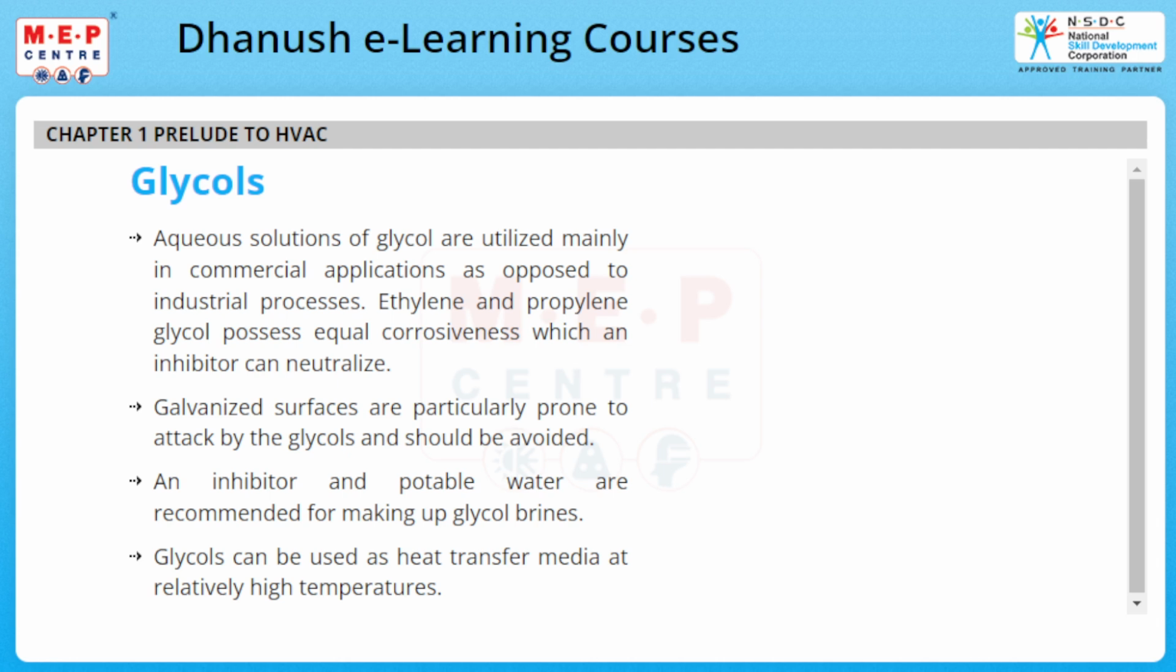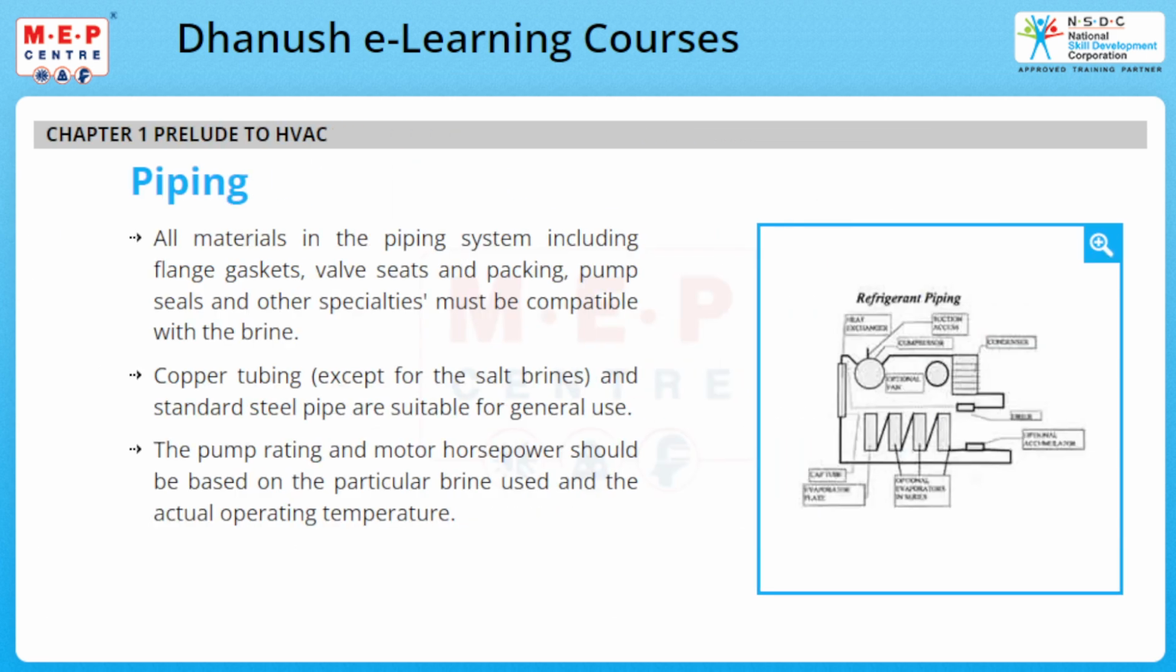Let's understand the piping system to be used. All materials in the piping system, including flange gaskets, valve seats, and packing, pump seals and other specialities, must be compatible with the brine. Copper tubing, except for the salt brines, and standard steel pipe are suitable for general use. The pump rating and motor horsepower should be based on the particular brine used and the actual operating temperature.